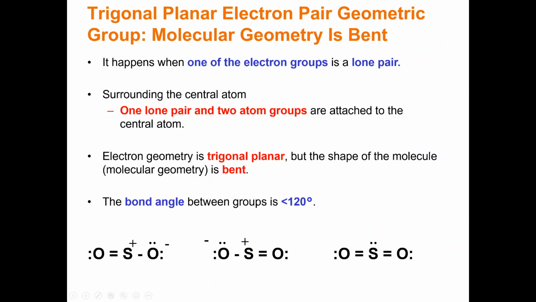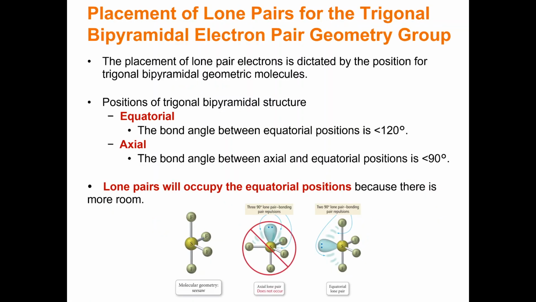I'm going to skip through some of these slides because we've already talked about most of it. But here are some things we haven't talked about. Placement of electron lone pairs, where do they go? There are certain places where we will put these lone pairs versus others. For instance, with trigonal bipyramidal, the lone pair will always occupy the equatorial position. They're always going to go to the side here. They won't go in the axial position.